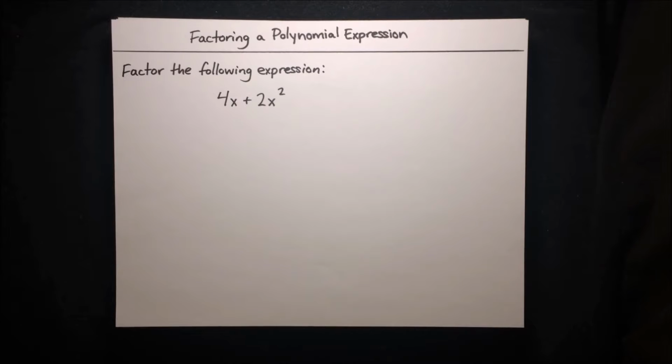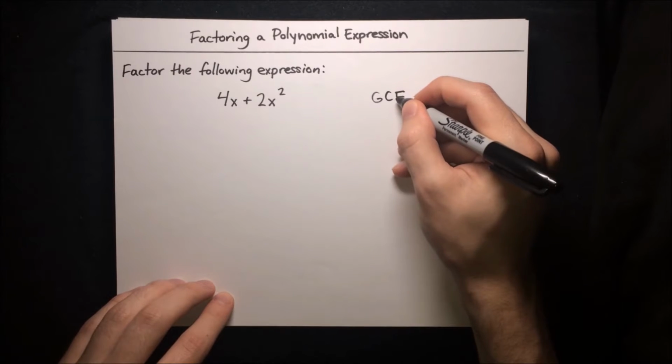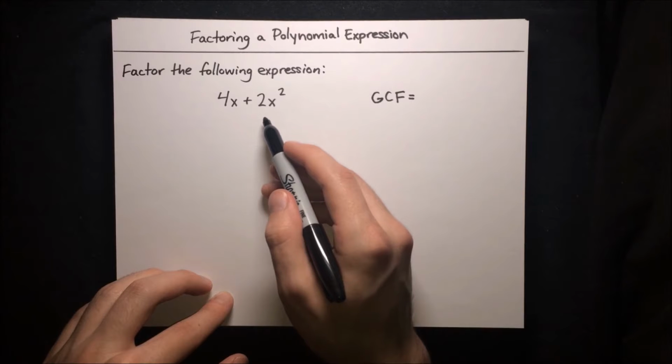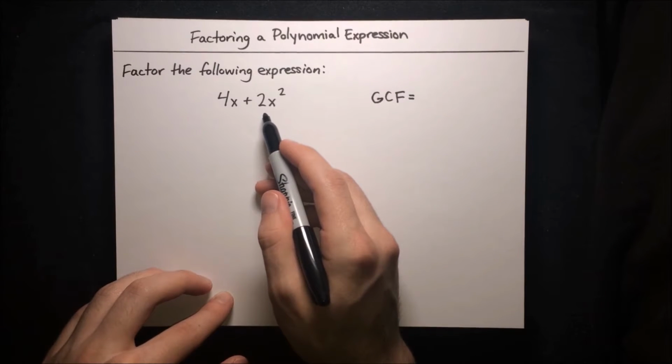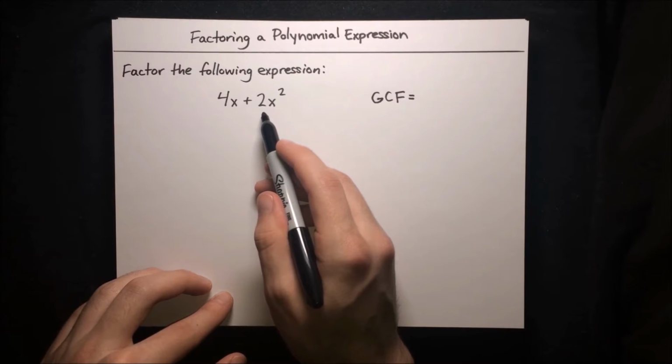Now, the way we start off factoring an expression is we find the greatest common factor of all of the terms of the expression. And remember, the greatest common factor is just the largest expression that divides all of the terms. We can compute the greatest common factor by computing it for the coefficients and the variable separately.